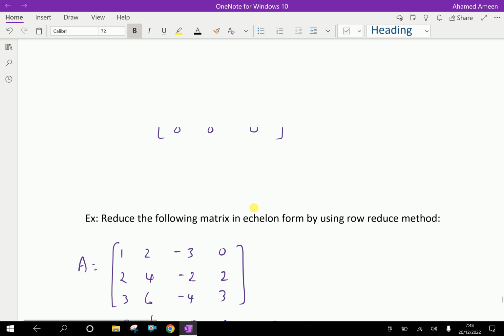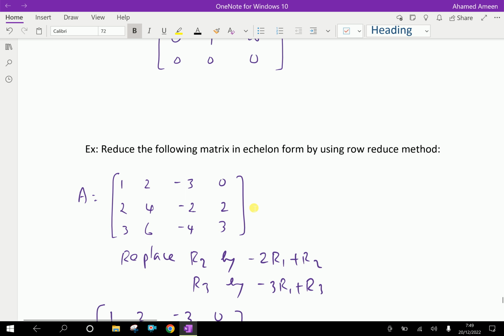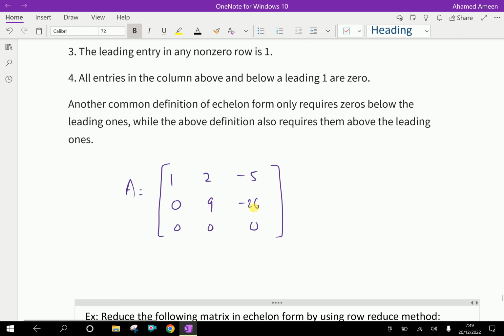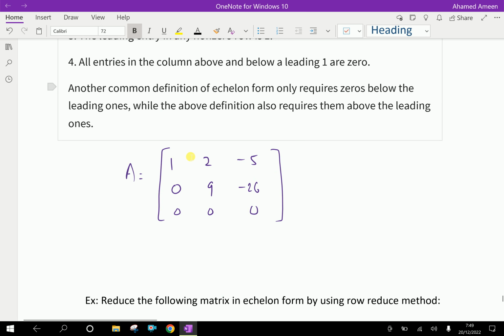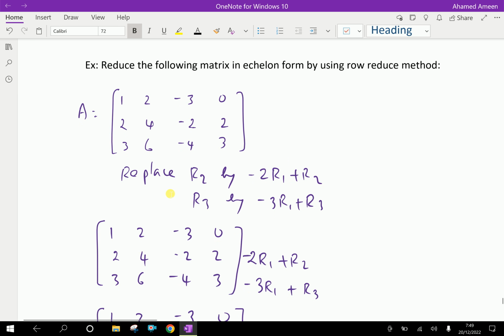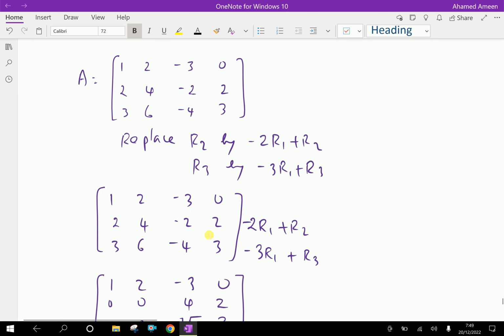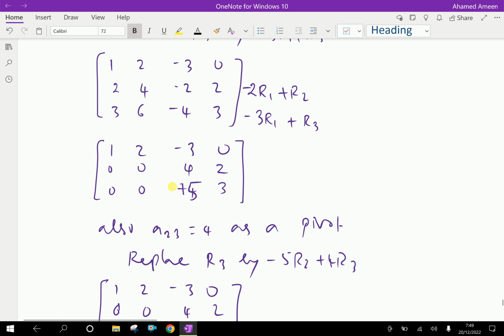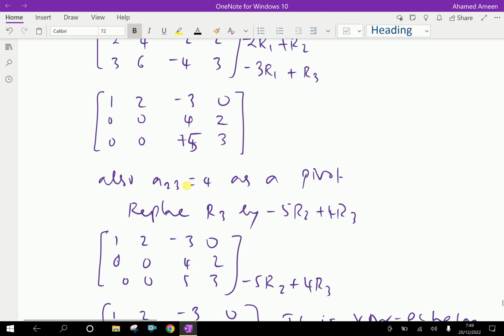So far we have done the definition of row echelon form of matrices, and as well we did an example: reduce the following matrix to row echelon form by using the row reducing method. Here this is the given matrix, we have to replace some rows to get zeros under the pivot element. Here the pivot element is here. Next, with the third row operation we get this one. Look at here, this 4 is the new pivot element. Below that one we have to get 0. We got it like we have done.